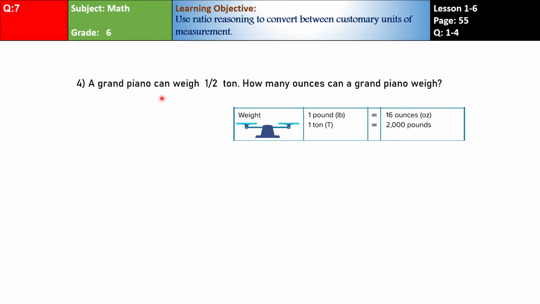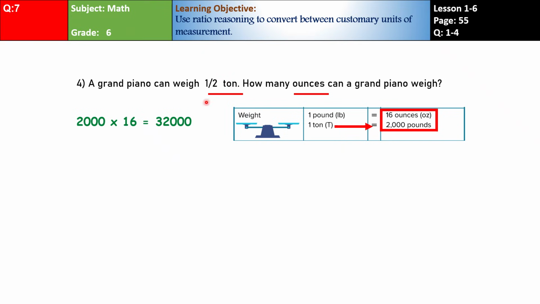A grand piano can weigh half a ton. How many ounces can a grand piano weigh? So what do we have? 1 ton has 2000 pounds and 1 pound has 16 ounces. So again, we will multiply these two to get how many ounces are there in 1 ton. 2000 times 16 will give you 32,000.